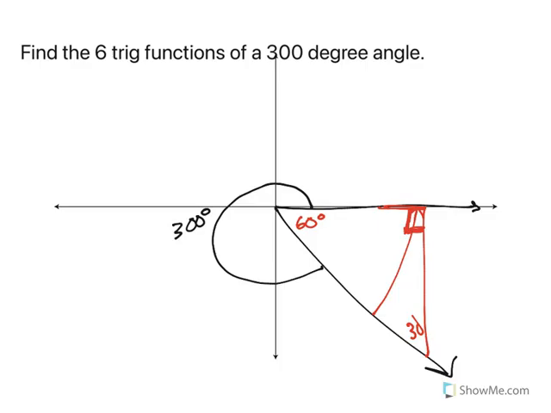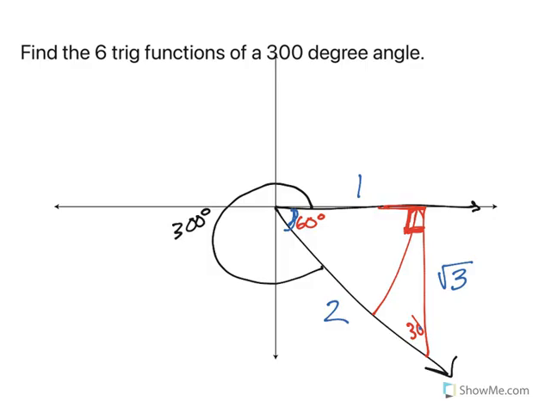And remember, for 30, 60, 90, the side opposite of 30 is the short side. The side opposite of 60 is square root of 3 times the short side. And the hypotenuse is always double the short side. So I know my reference angle is 60, and I'm ready to find my 3 pieces.